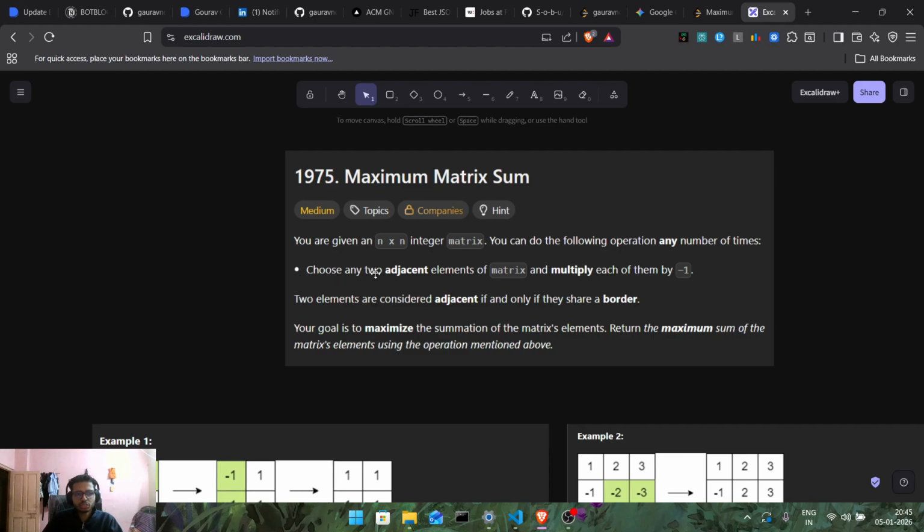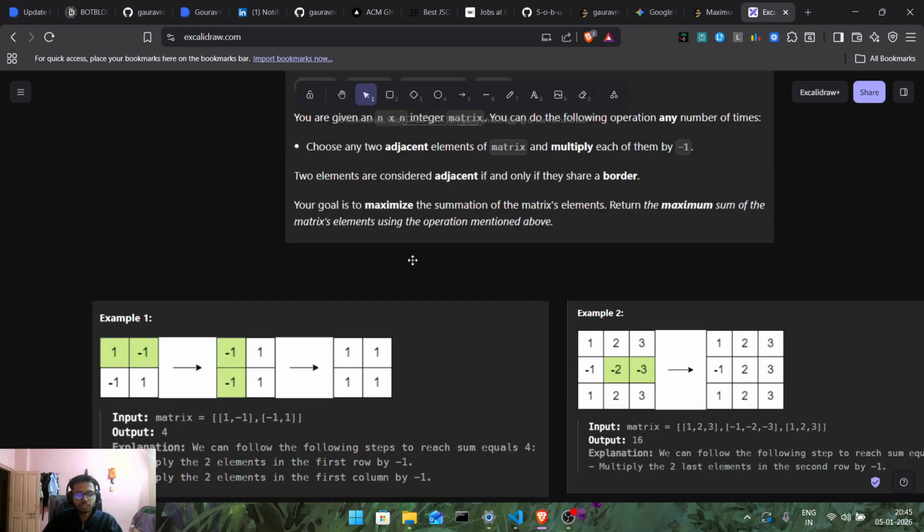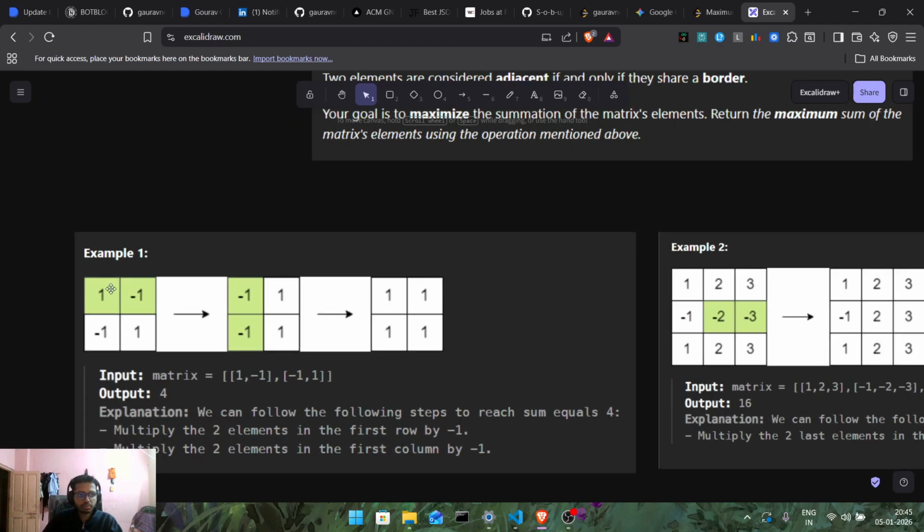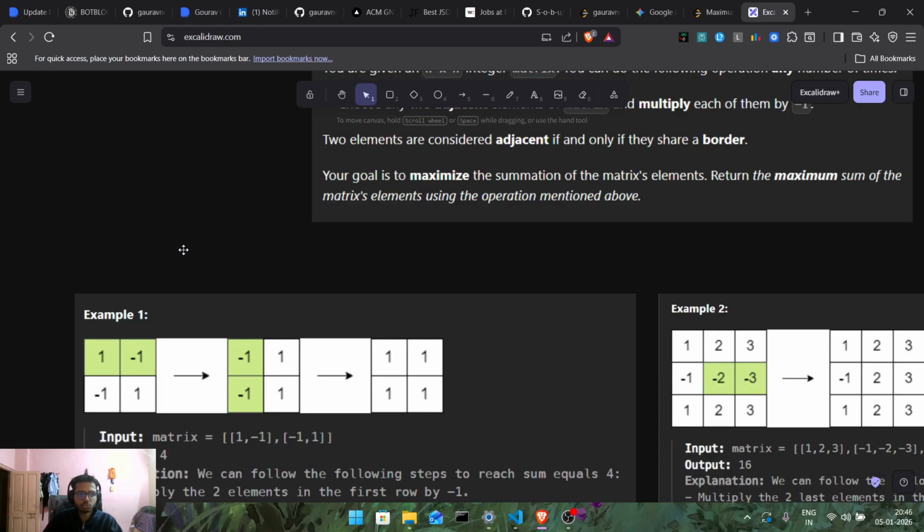The operation is: choose any two adjacent elements. What are adjacent elements? Let's see in this example. Matrix 1, minus 1, minus 1, 1. The adjacent elements are the side by side or top bottom ones, not the corner ones. These two are adjacent elements. These two are adjacent elements. These two are adjacent elements. These two are adjacent elements too.